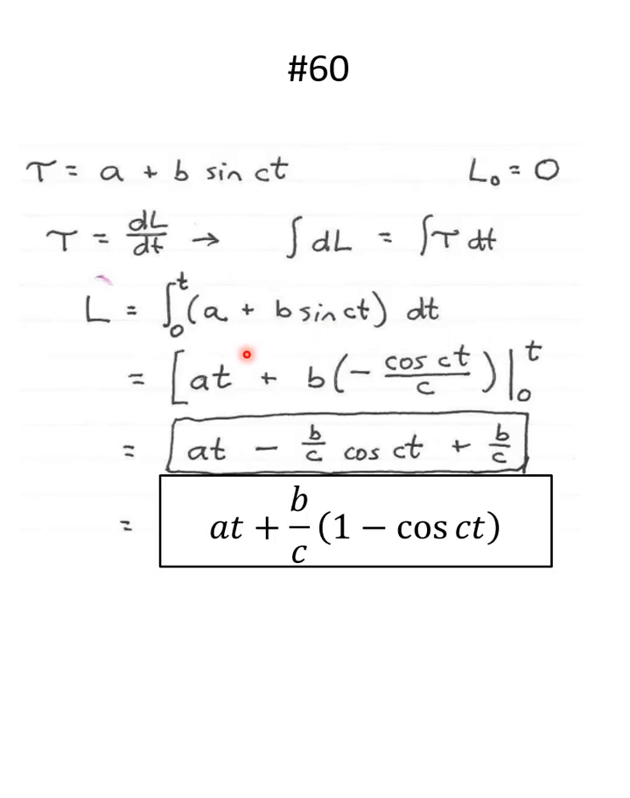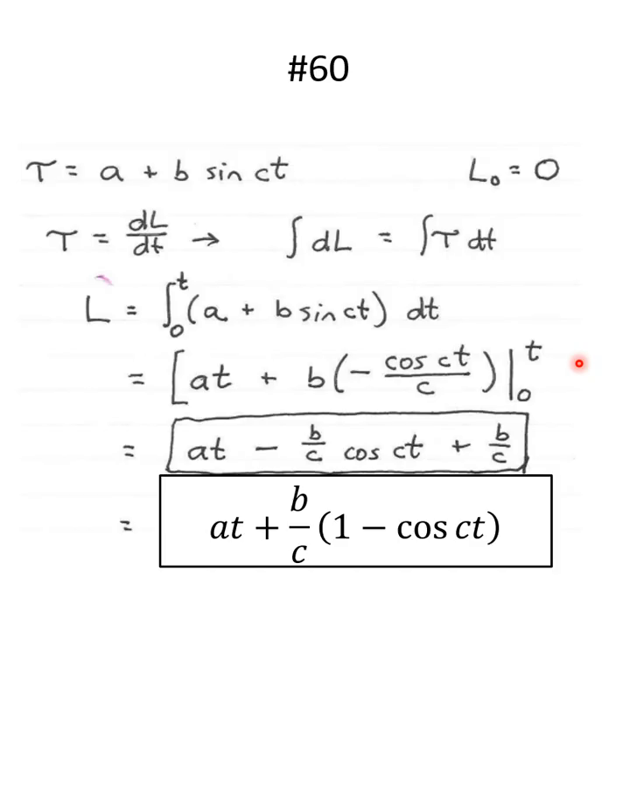So the integral of a dt is at, plus b times sine ct, the integral of that is b times negative cosine ct over c. Now, I want you to pause and go through that on your own. And this is a good time to remember some of our basic rules of integration. And don't just go with this because I said it, but actually work through it, make sure you get this result. And we're going to take the integral from 0 to t.